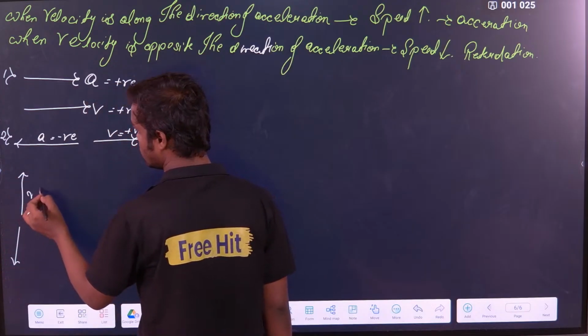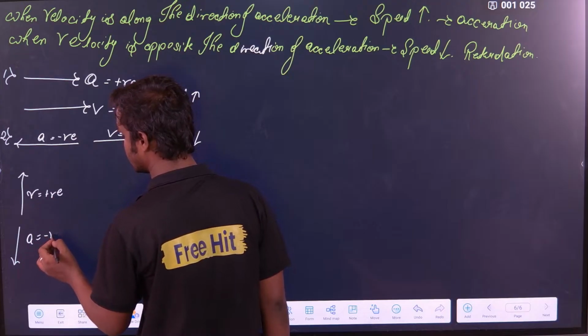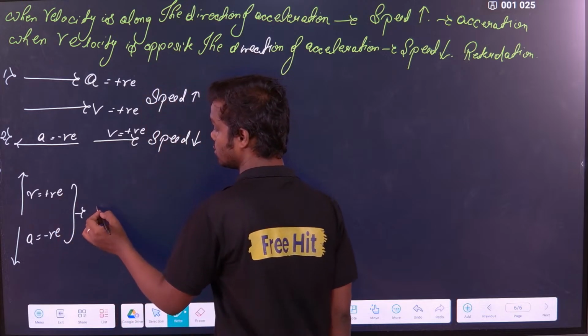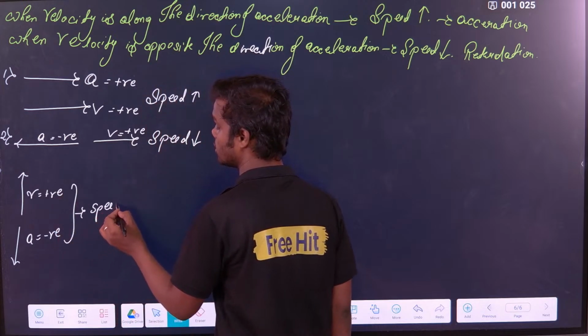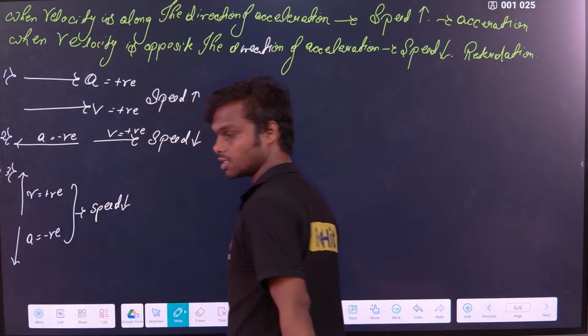Okay, suppose velocity is positive and my acceleration in this case is negative. Again, what is going to happen? They are in the opposite direction. So my speed is going to be what? Increase or decrease? It is going to decrease. That is the third case, correct?